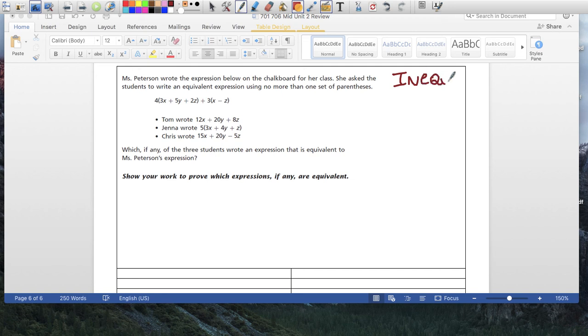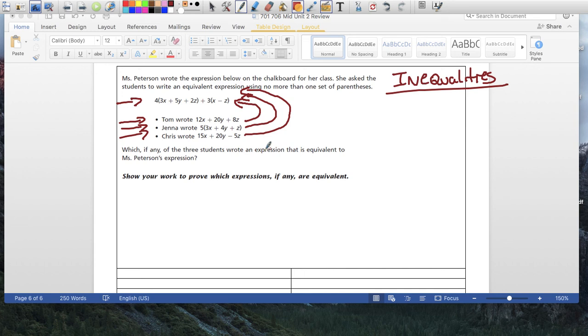This is the next topic of our unit, inequalities. So solving this, it says she asked the students to write equivalent expressions. So the teacher wrote this expression, and 3 kids wrote these. Tom says that this expression is the same thing as the teacher's expression. Jenna said that her expression matches the teacher's expression, and then Chris said, no, my expression matches the teacher's expression. So which of these 3 kids actually has the correct answer?